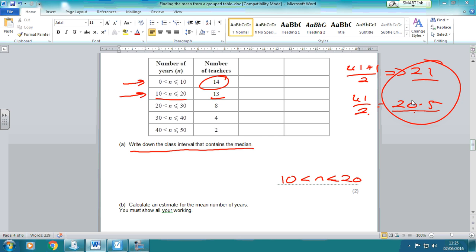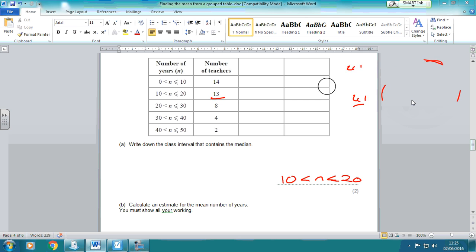Okay, so sometimes they'll ask you that. Sometimes they'll ask you for the modal class interval. Now modal, if I just write that down, modal means the most popular. So the most popular is this one because it's got the most number of teachers. So the modal would be 0 and 10.